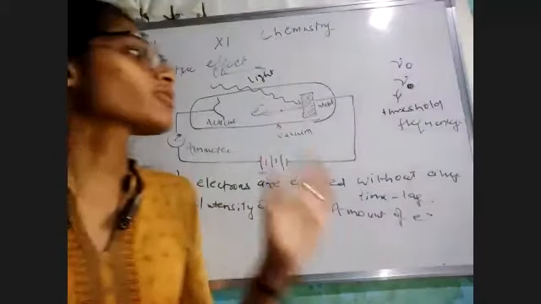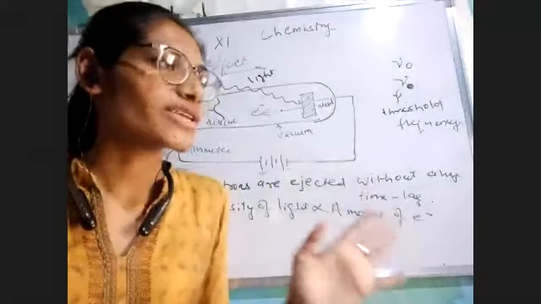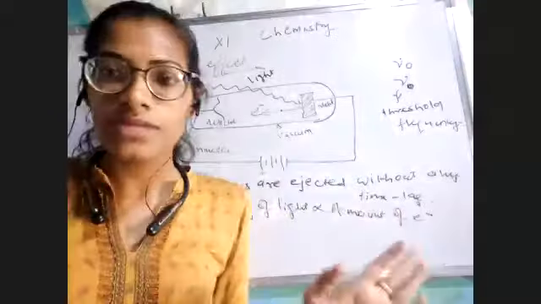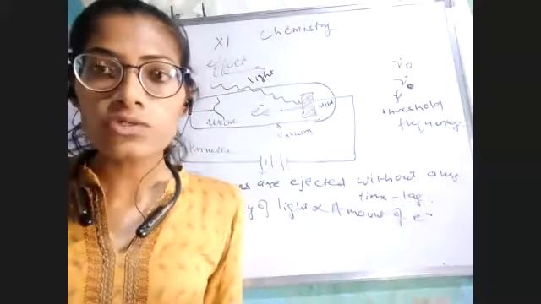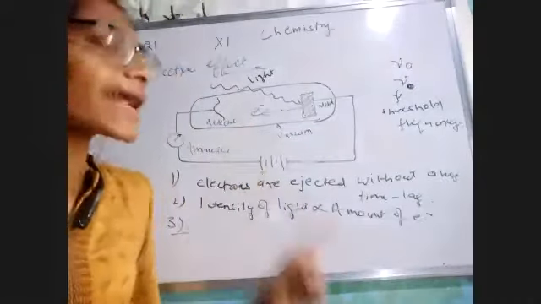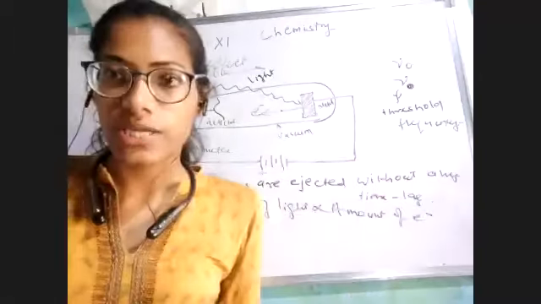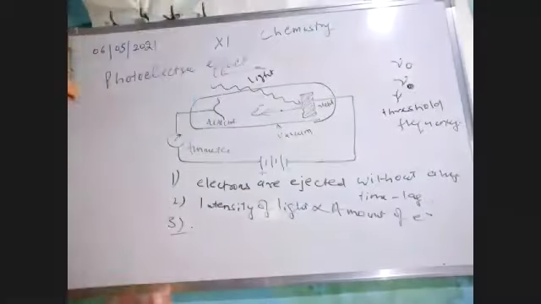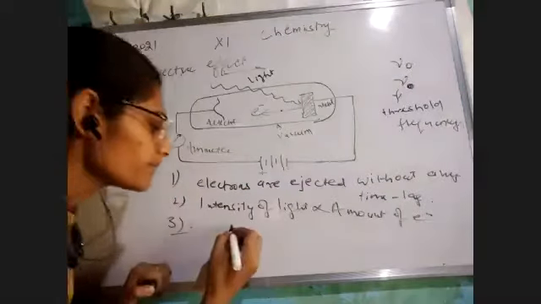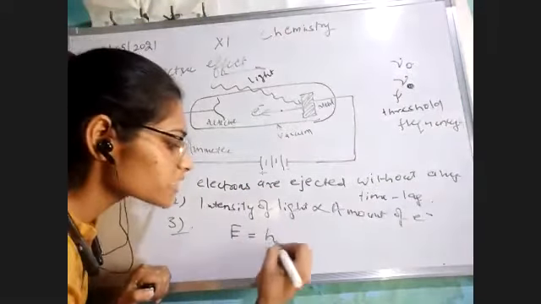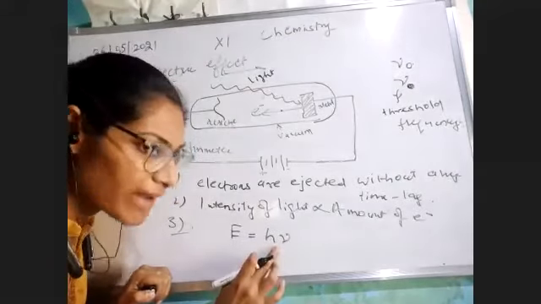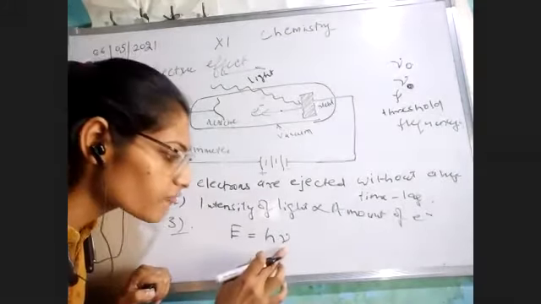This is just another name, so don't worry about the meaning of threshold frequency. It just defines that it is the minimum frequency at which our electrons are ejected. Okay, so he said that our energy E equals h nu, where h is Planck's constant and nu is our frequency.